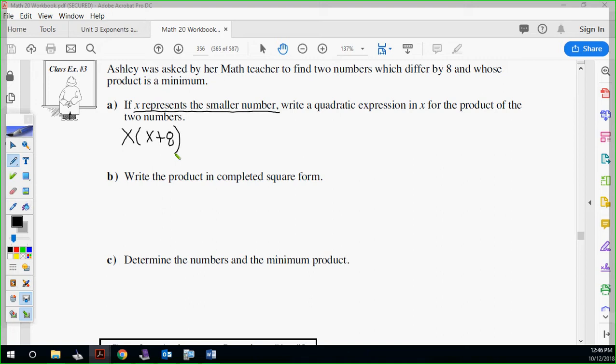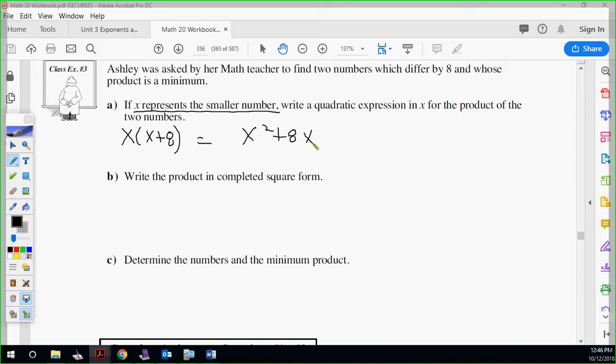Ashley was asked by our math teacher to find two numbers which differ by 8 and whose product is a minimum. So there's going to be a lot of options. Okay, but in this case, what's the quadratic? The quadratic is this, x squared plus 8x. So it wants us to complete the square on that to figure out what the minimum is going to be.